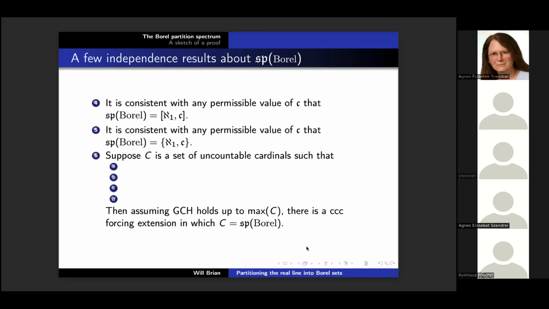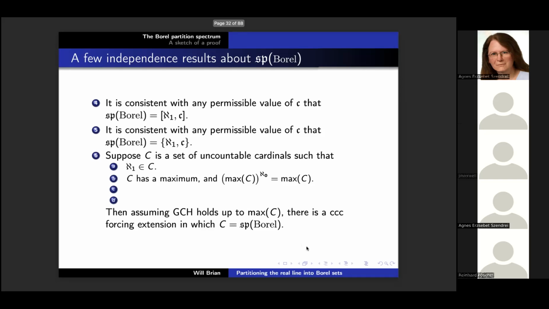Here they are. Requirement number 1. We should assume Aleph 1 is in our set of cardinals. Okay, we know that we had to assume that because we know Aleph 1 must end up in the Borel partition spectrum anyway. So requirement A, fine, it's unavoidable. Requirement B, also unavoidable. It's disguised a little bit, but this is simply a way of voicing our requirement that the continuum is going to be in the Borel partition spectrum. So we know that the spectrum must have a maximum, namely the continuum.